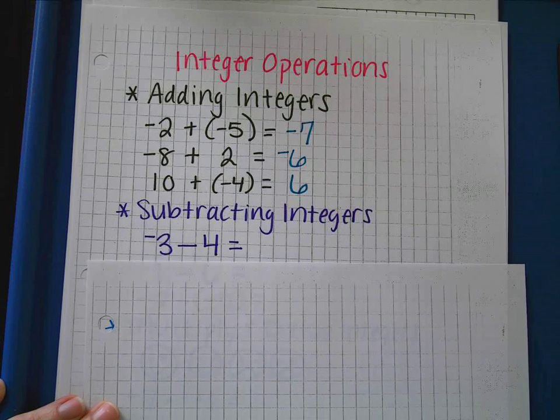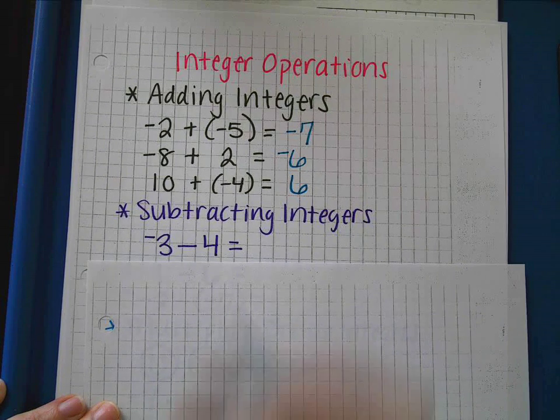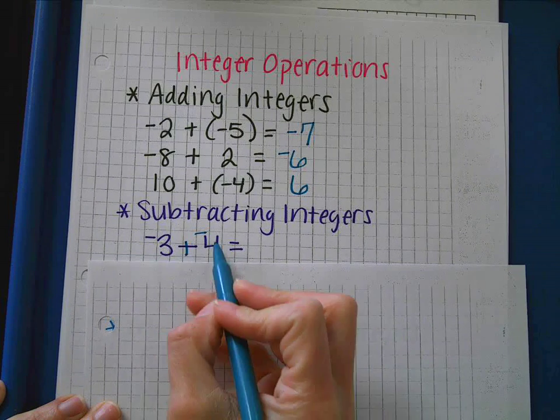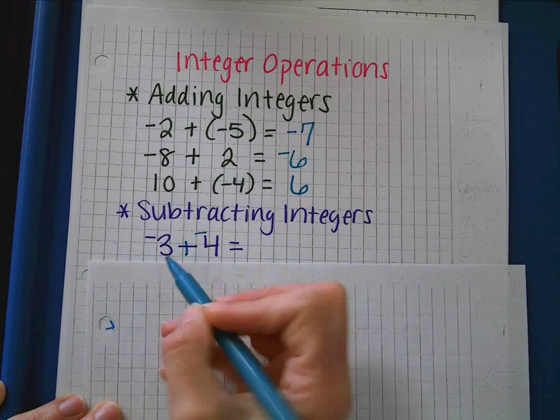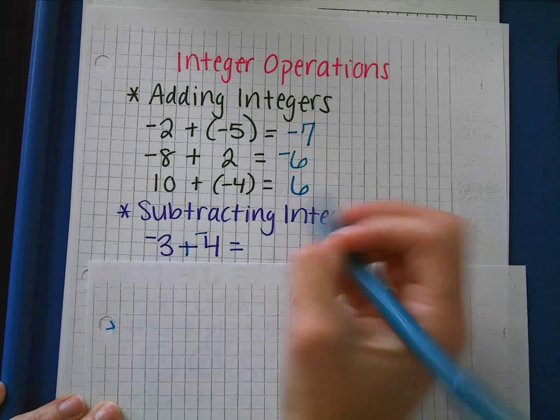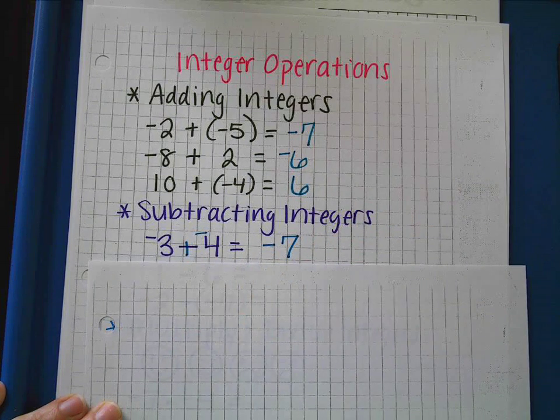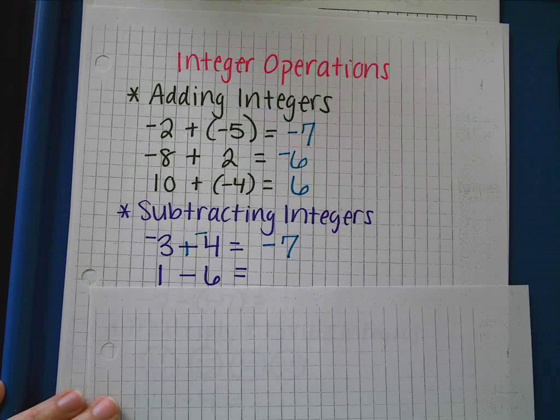So if we have -3 minus 4, we do kabam, where we change subtraction to addition and change the sign of the second number. So now we have -3 plus -4, which is -7. And we just use our addition rules.